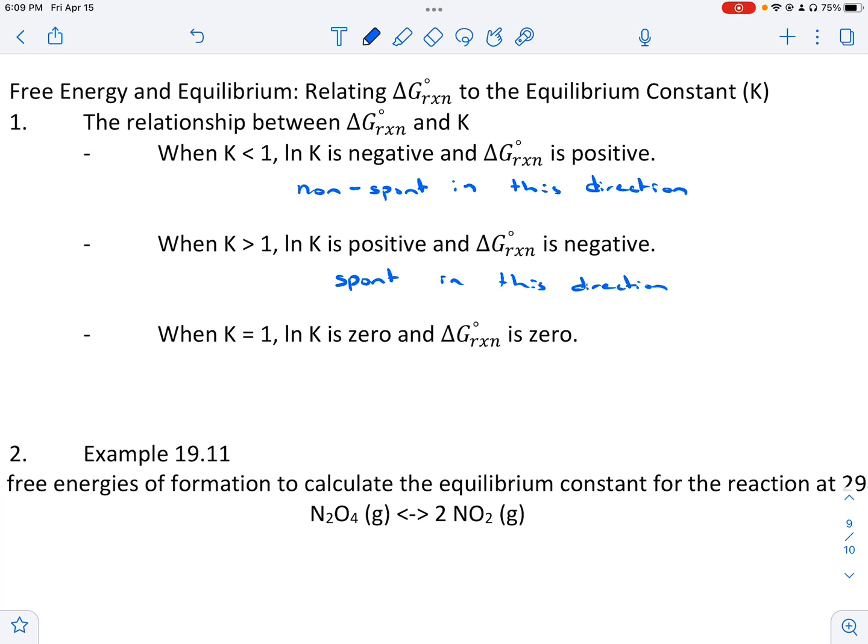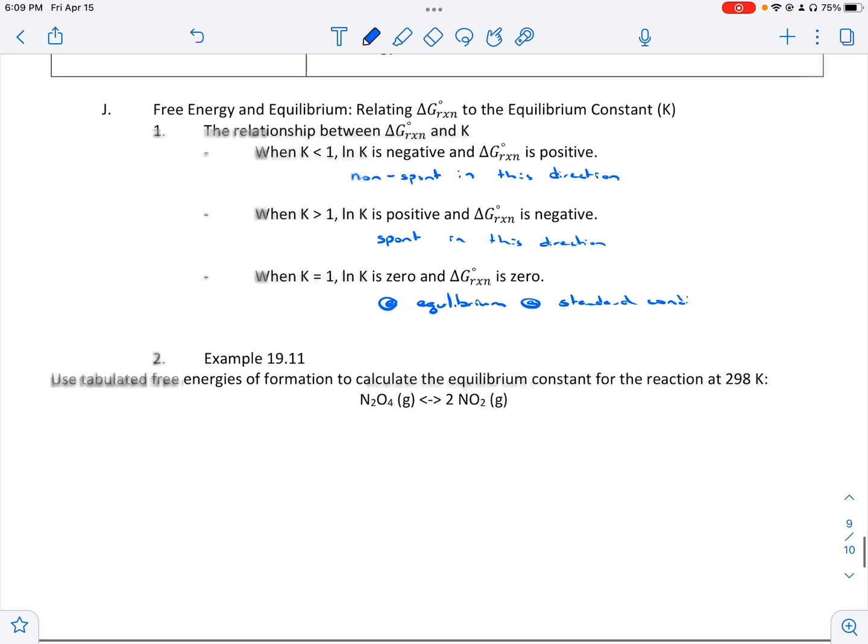All right, and when K equals 1, ln of K is 0, and delta G naught of reaction is 0, and so we are at equilibrium at these conditions. Which is kind of exciting. It's kind of exciting to bring this all together. Hopefully you're excited as well. So we're going to bring these babies together.